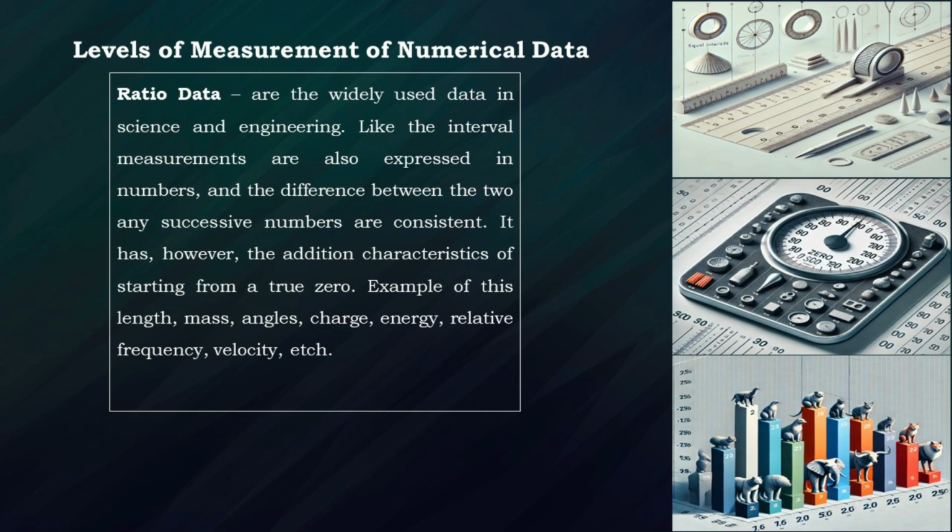kilometers, 20 kilometers; number of children: 1, 2, 3; time taken to complete a task: 10 minutes, 20 minutes, 30 minutes; volume of water in liters: 1 liter, 2 liters, 3 liters; and speed in miles per hour: 30 miles per hour, 40 miles per hour, 50 miles per hour. By identifying the level of measurement, you can better understand the properties of your data and how to analyze it.